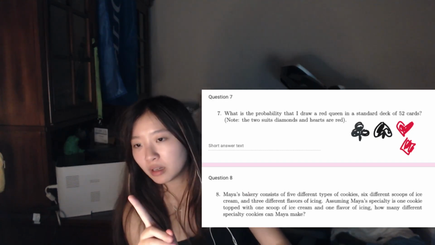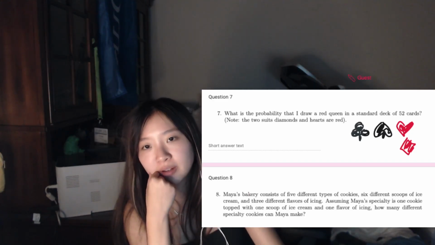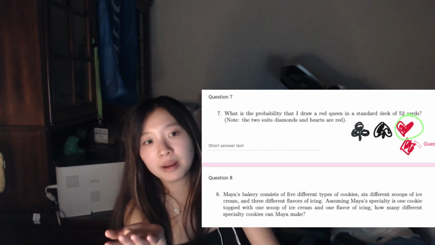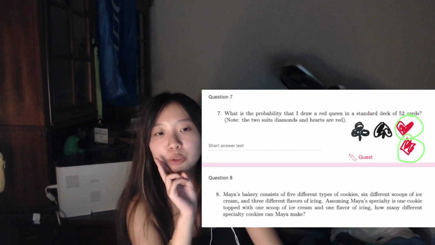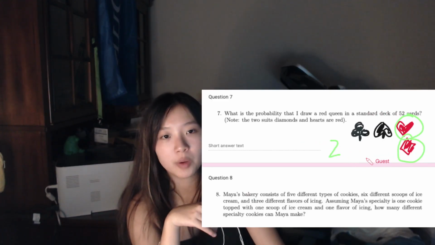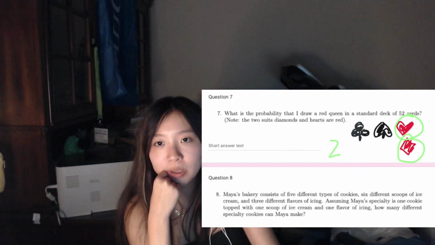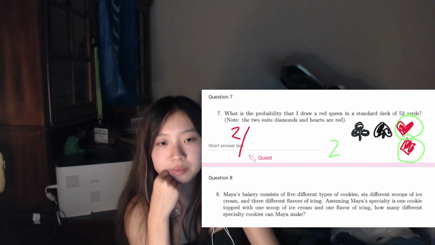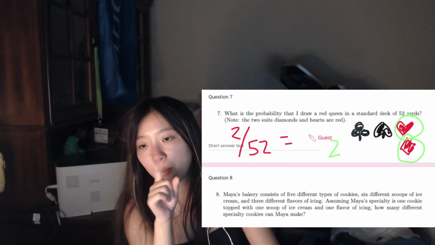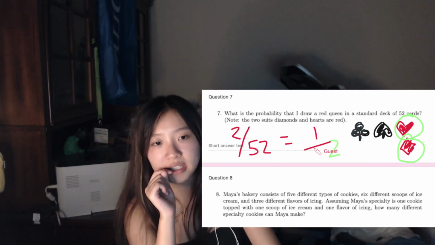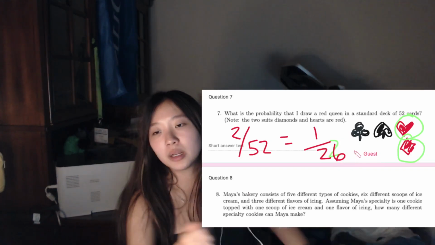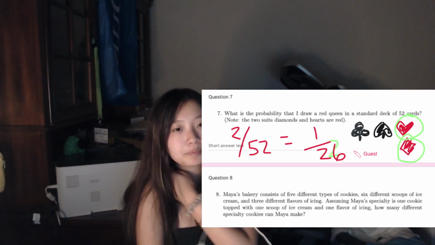There is 1 queen per every suit. So if there is a queen in my red suit, my red hearts, and my red diamonds, then I'm going to have 2 queens. So there's only 2 cards I can draw out of the 52. So that probability is just going to be 2 over 52. If I wanted to simplify that, however, I could divide each top and bottom by 2 to get 1 over 26. I'm sure we would have accepted either answer, but it's always good practice to simplify.